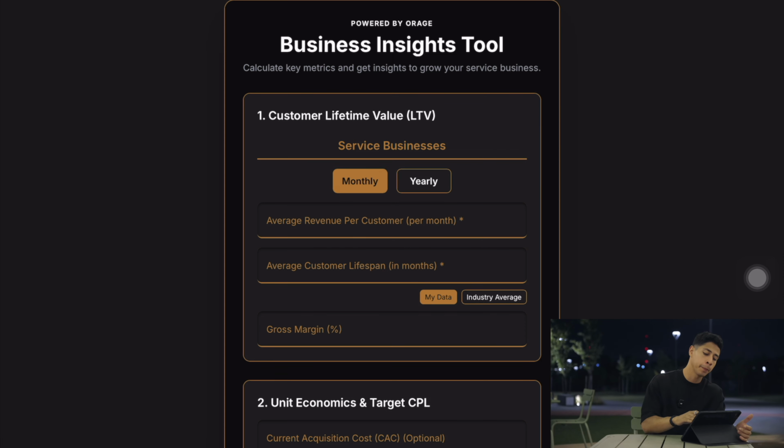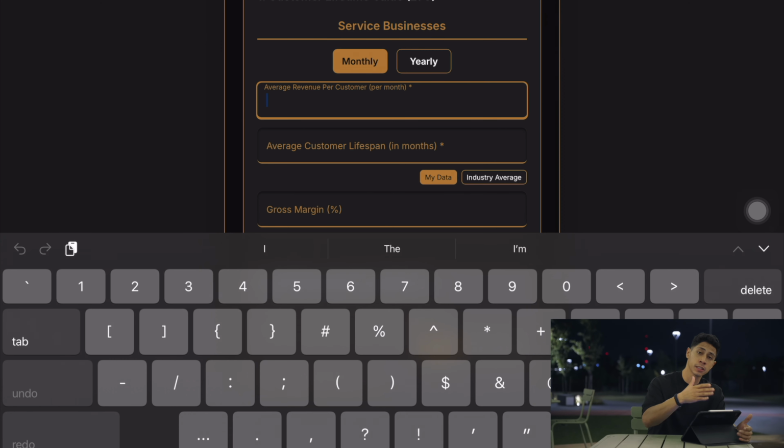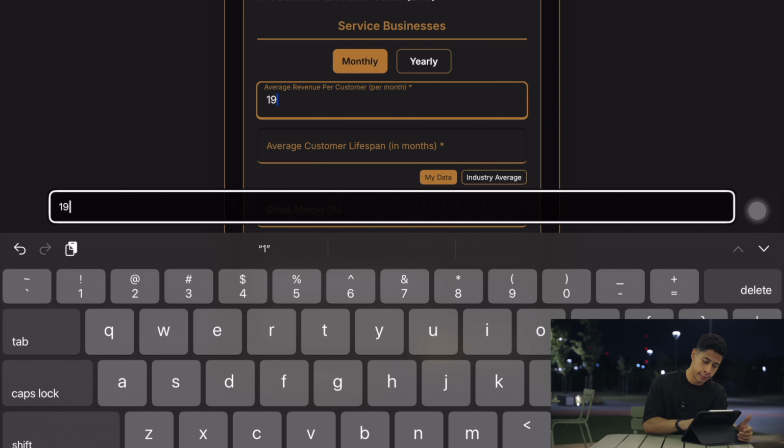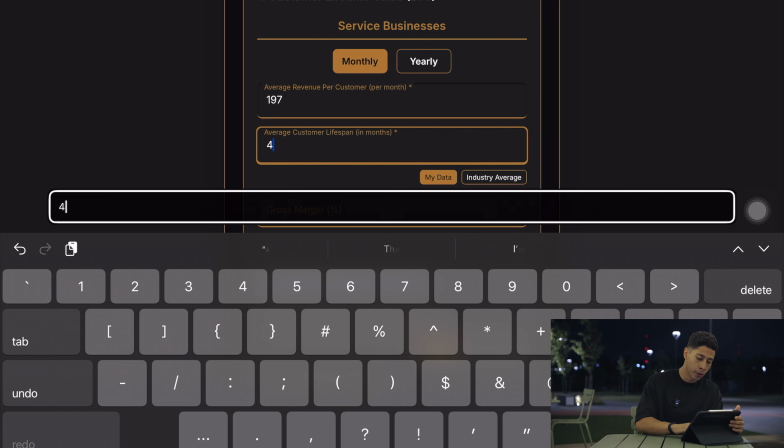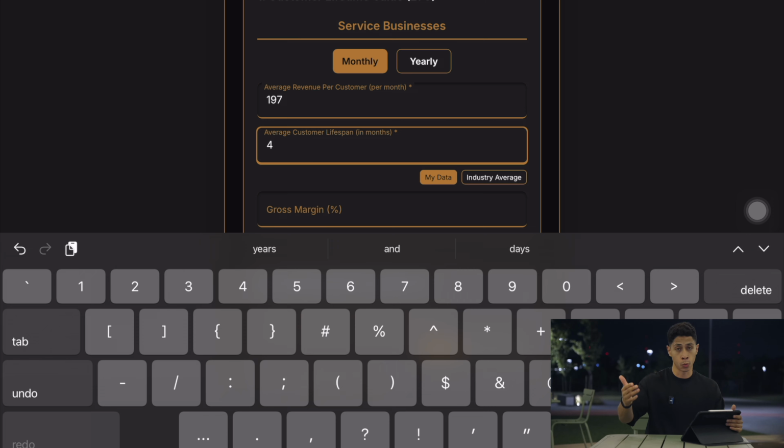As you can see, we can pick monthly or yearly. We're gonna pick monthly this time. The first number that we're gonna put in is gonna be our average revenue per customer. In our case, it's gonna be 197. Then we're gonna get an average of how long a customer stays with us. In this case, we're gonna put 4 months. If you sell a service just once, you calculate it on that. If you sell a 12-month subscription, you calculate it also on that.